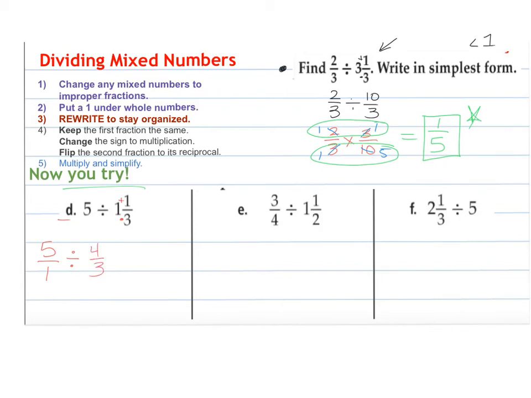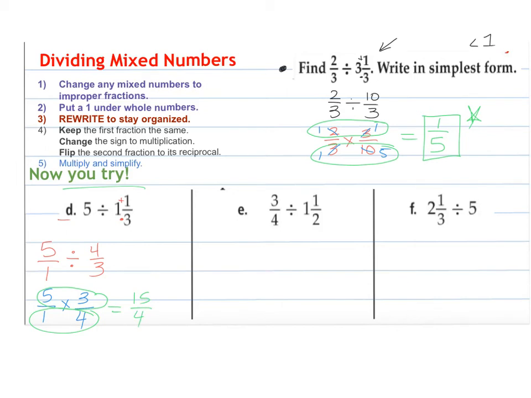So now that everything's set up, now I can do my keep, change, flip. So I'm going to leave 5 multiplied by the reciprocal of 3/4. I forgot to estimate, but I know that I'm trying to fit something close to 1 into 5. So it should be going in there a little less than 5 times. So I don't see anything that I can cross cancel, so I'm going to multiply straight across. 5 times 3 is 15. 1 times 4 is 4. And I have an improper fraction that I will then change to a mixed number.